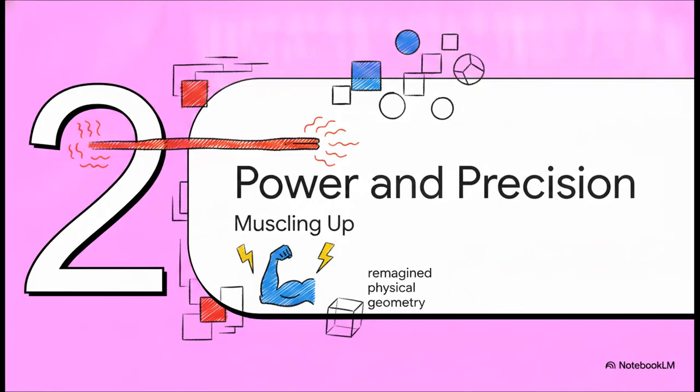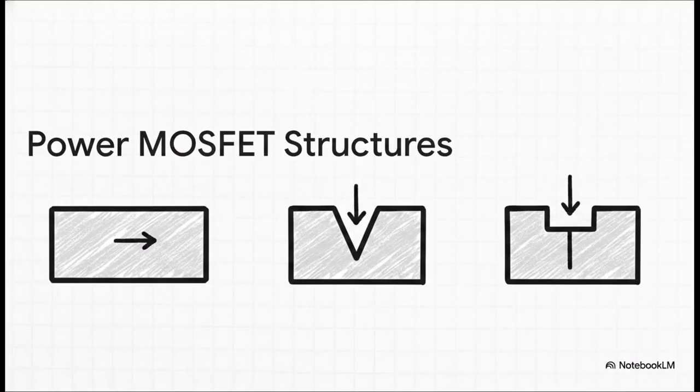Moving on to part 2, power and precision. It's time to muscle up. As brilliant as the standard lateral MOSFET is, it had a problem. Its long, thin channel created high electrical resistance, which wasted power as heat. That severely limited early E-MOSFETs to low-power applications.